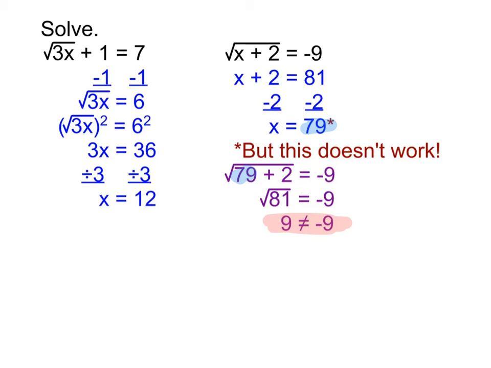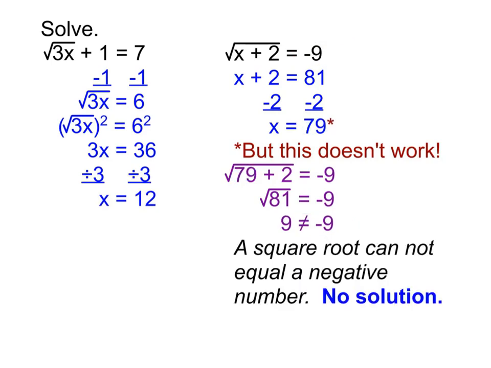Because what ended up causing this to look like it was a solution when really it wasn't, actually was on the very first step we took, where we squared negative 9. Because negative 9 squared is a positive 81, yes. But the square root of 81 is not negative 9. And so what we ended up with here was what's called an extraneous solution. It's a solution that looks like it's a solution but really isn't. Now, this can happen anytime we try to solve a square root equation.